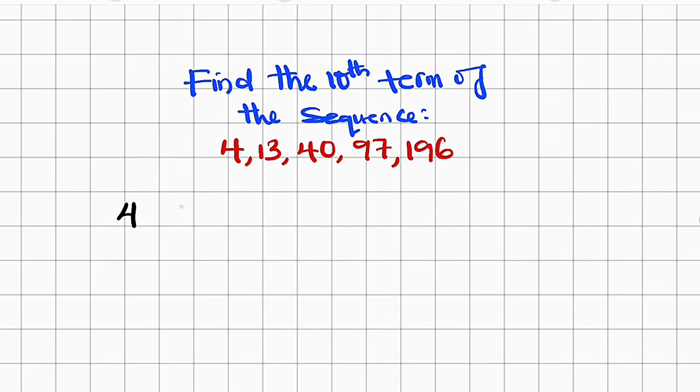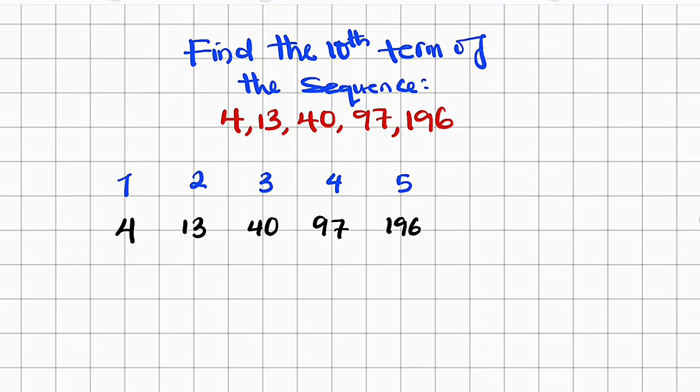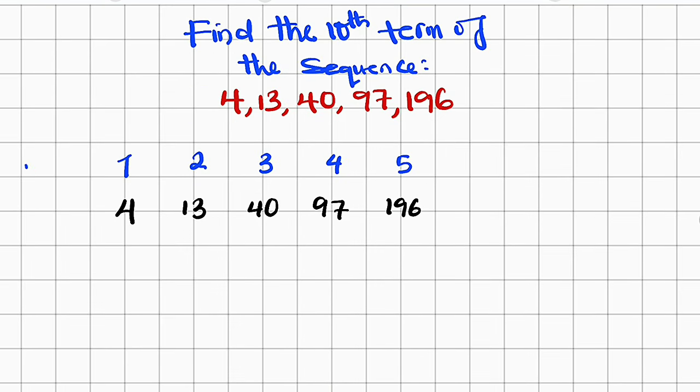We have 4 right here, we have 13 here, we have 40, we have 97, and we have 196. We call these terms. So I think it is important to give them a number. Let me drop it down here. You should know that this is term number 1, this is term number 2, this is term number 3, we have term number 4, and term number 5. This is when n is equal to 1, 2, 3. This is the use of n. Those are the terms we have.